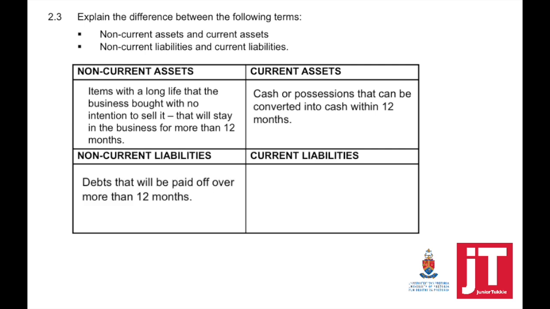If we're talking about non-current liabilities, we're talking about debt that will be paid off over more than 12 months. Current liabilities is debt that will be paid off less than 12 months. So it's important to understand, irrelevant if we're talking about assets or liabilities, non-current means long-term. Current means short-term.